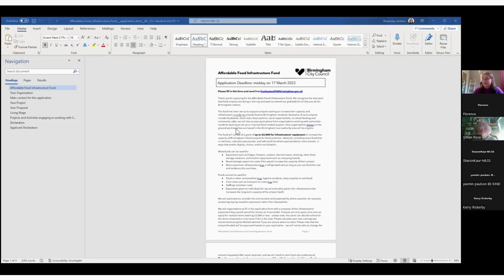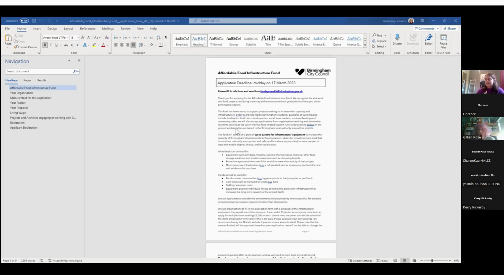So the Affordable Food Infrastructure Fund is for similar sorts of projects. The Emergency Food Aid Fund, sorry, I will at some point start muddling up those two names, but bear with. If it's got the word affordable at the front, then I'm talking about the equipment one. So we've got the Affordable Food Infrastructure Fund, which is for equipment and infrastructure for projects basically providing food to people who are struggling with food insecurity.